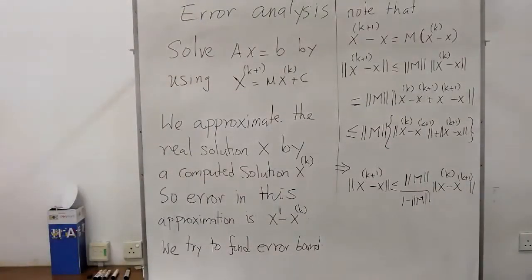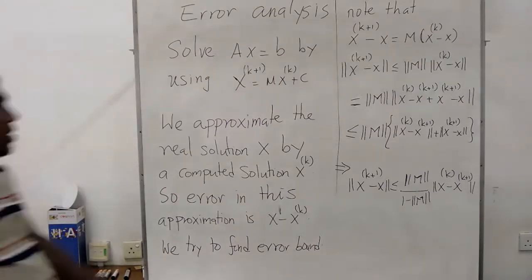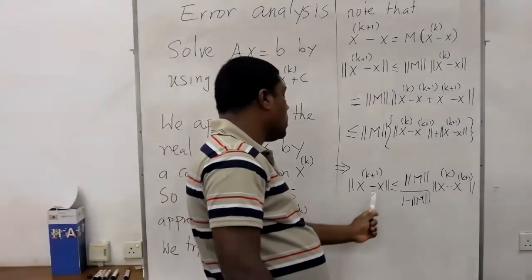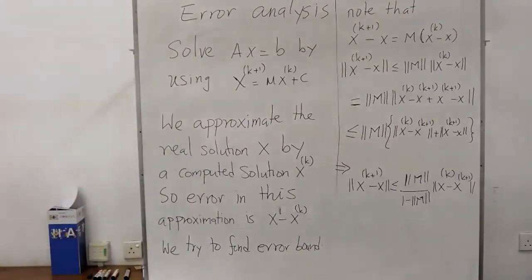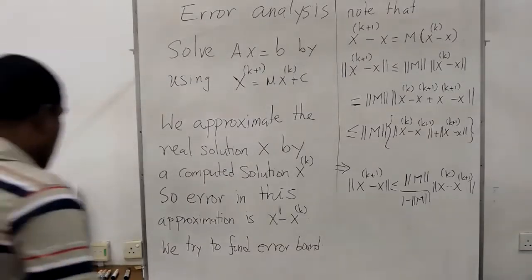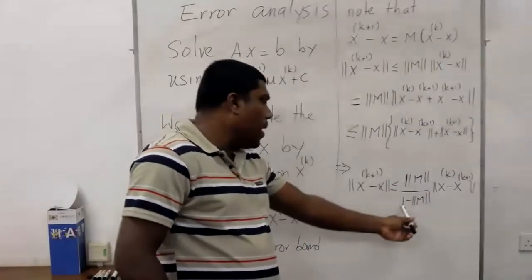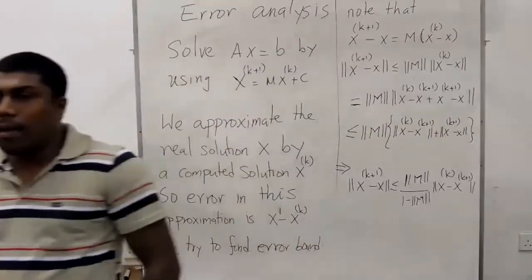Okay, so if you solve the inequality for norm of xk plus 1 minus x, you get this, right? So this is what you have. Here you can easily see that this is the error in the approximation, by approximating xk plus 1 as the approximated solution x. And this bound is basically norm of m over 1 minus norm of m.